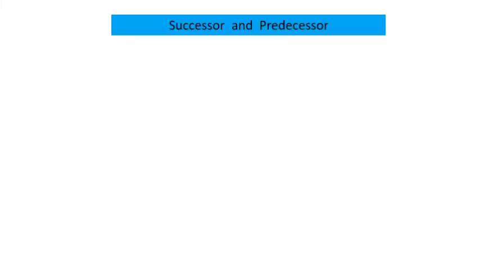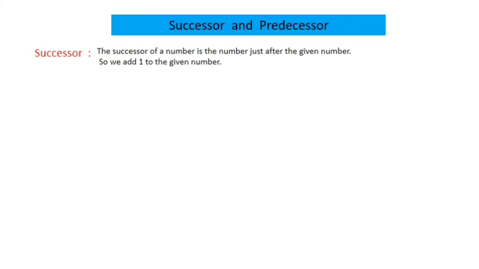Friends, let us learn about successor and predecessor. Now what is a successor? A successor is the number just after the given number. Let us take one simple example: the number 2. What is just after 2? 3. How did 3 come? 2 plus 1 becomes 3. What is after 3? 4. 3 plus 1 is 4. That means what we are doing here? We are adding 1.